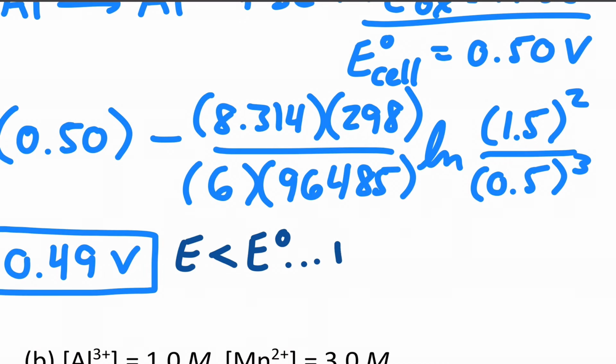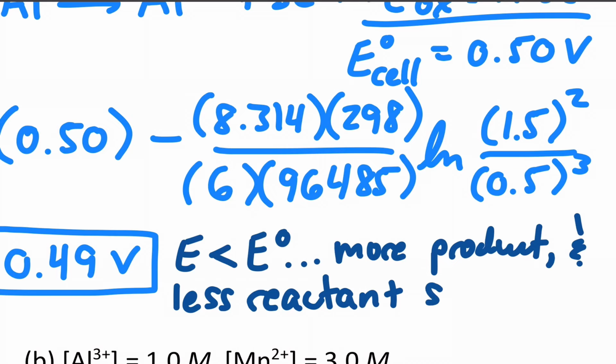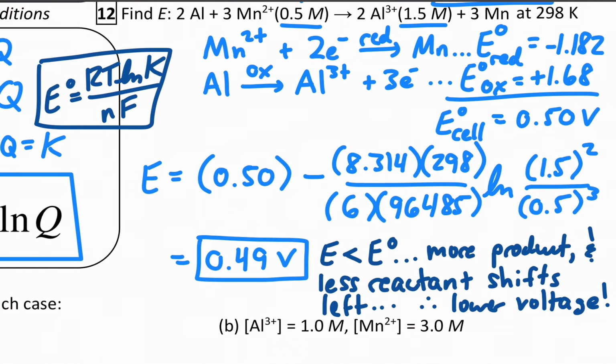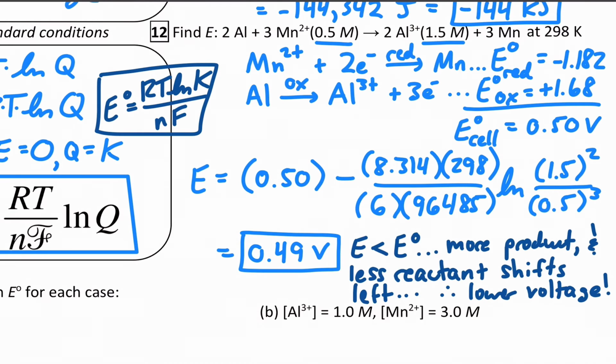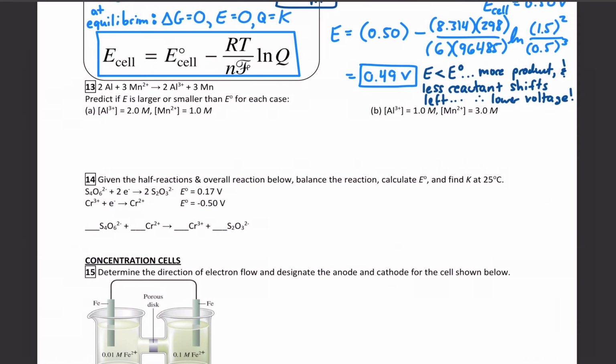So more product and less reactant shifts left, thus lower voltage. We'll see that a lot of the questions that come up about this topic can be explained using Le Chatelier's principle, just to qualitatively predict what the voltage will be compared to standard conditions. Okay, so that's what is new for today.